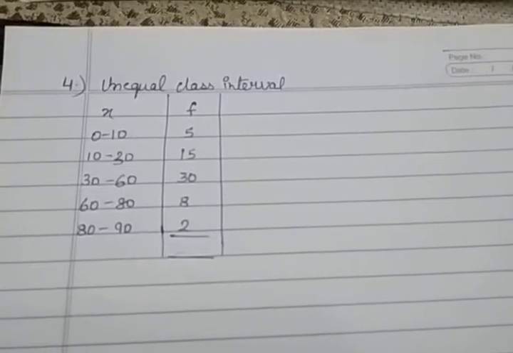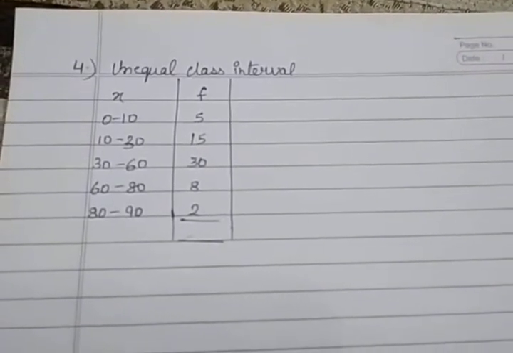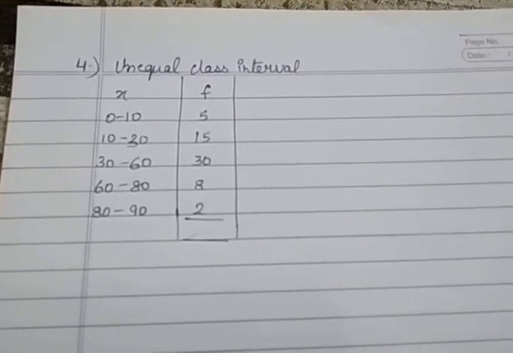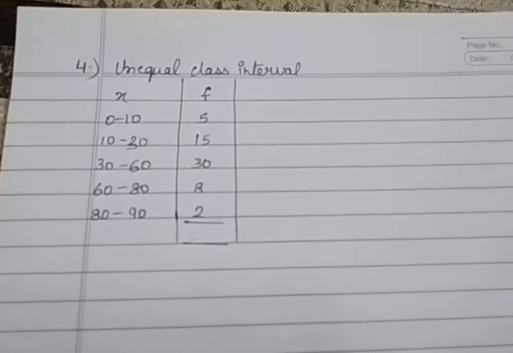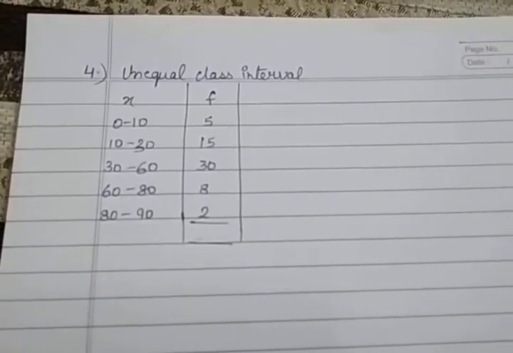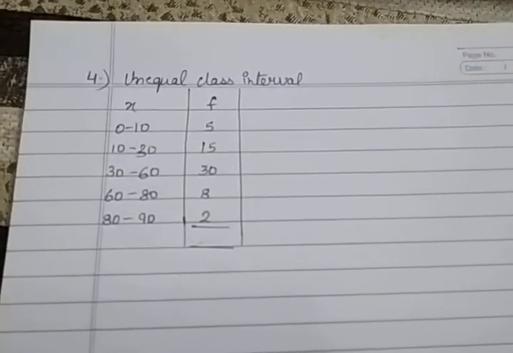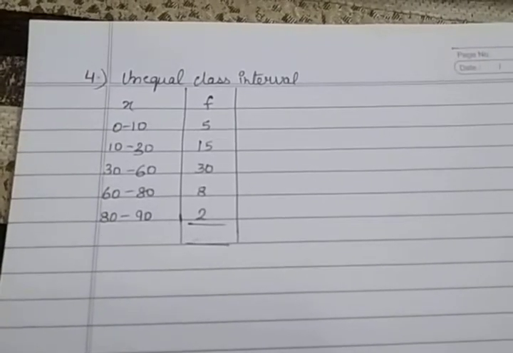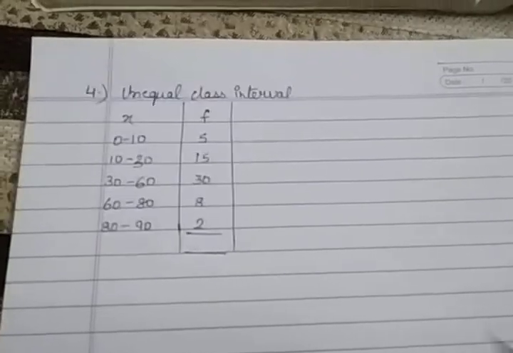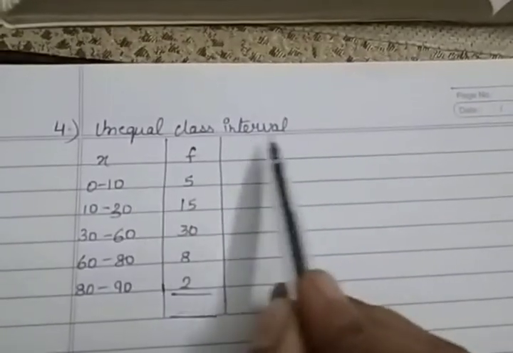Good morning students. We were doing the special cases in the median. So we have already done the cases when the mid values are given. Second, we did inclusive class interval, in which we turned the inclusive class interval into the exclusive. Third case we had done, that was open-end series. Now the fourth one we are going to do, that is the unequal class interval.